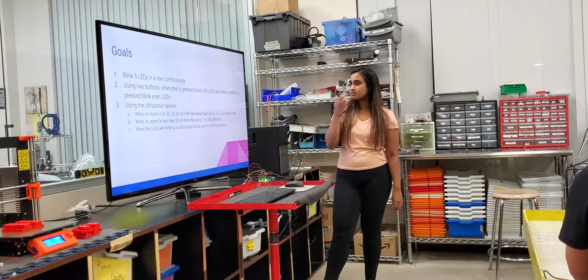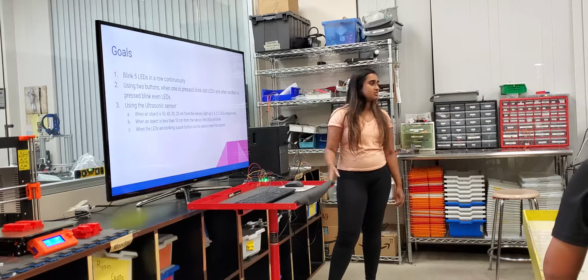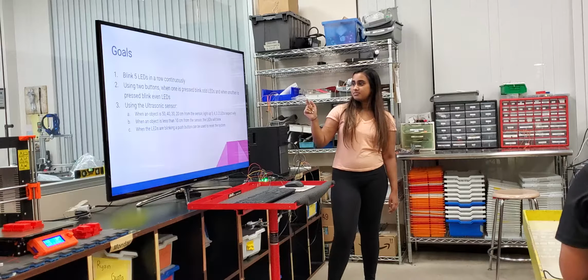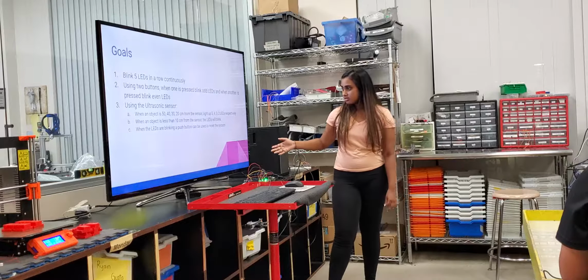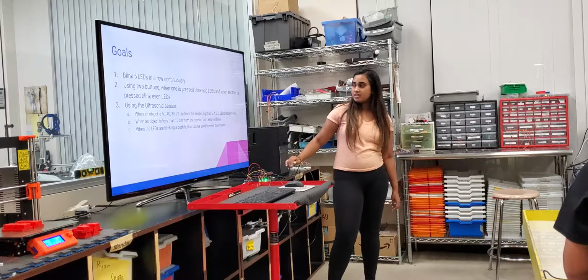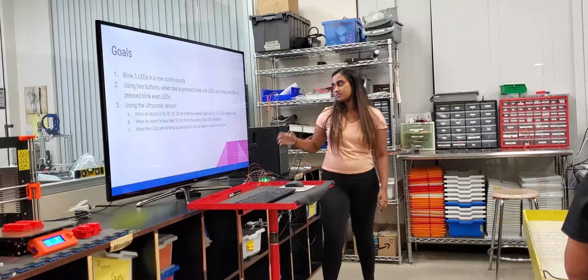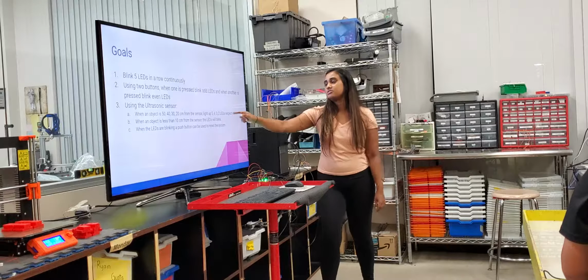And my third goal today was using an ultrasonic sensor to detect an object that's 50, 40, 30, and 20 centimeters away from the sensor. So if it's more than 50 centimeters away, 5 LEDs are going to light up. And then 40, 30, and then 4, 3, 2, etc.